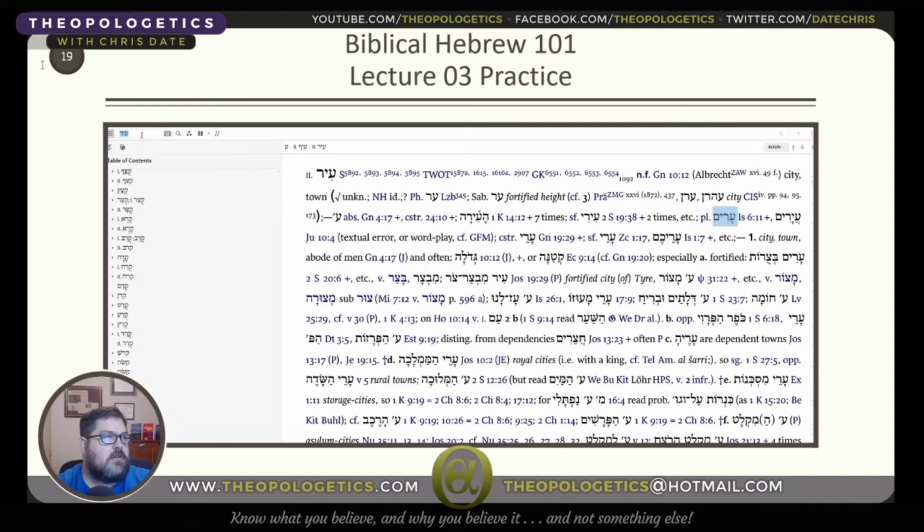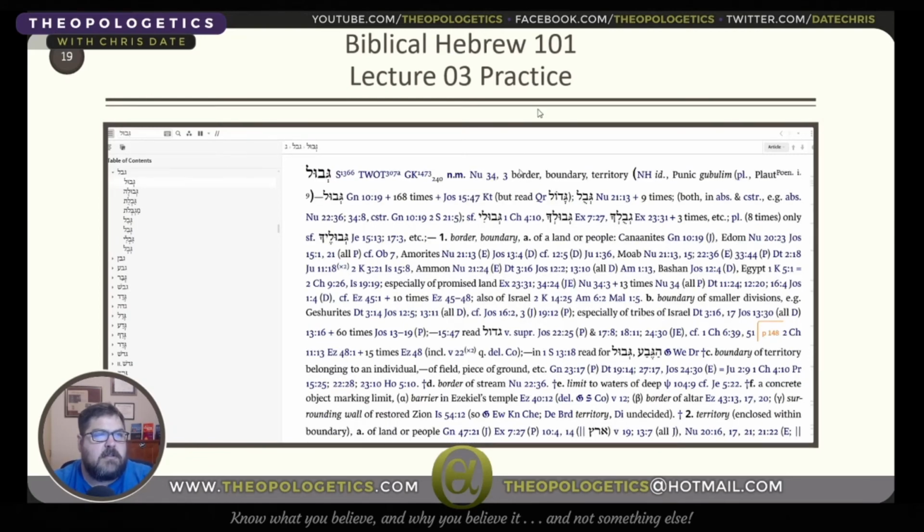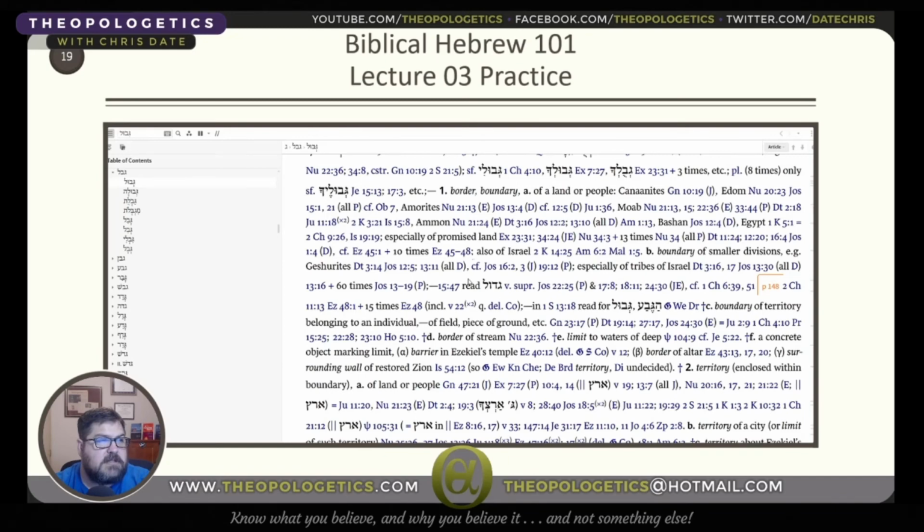This lexicon that I've got open is called BDB, which stands for Brown Driver Briggs, and it's one of the most standard lexicons in the study of biblical Hebrew. And it's telling us that gevul does indeed mean boundary or border or territory, and the plural form is going to be, does it even have an example of it anywhere? Maybe not. So maybe there is not a plural form in the scriptures, because I'm not seeing one here.